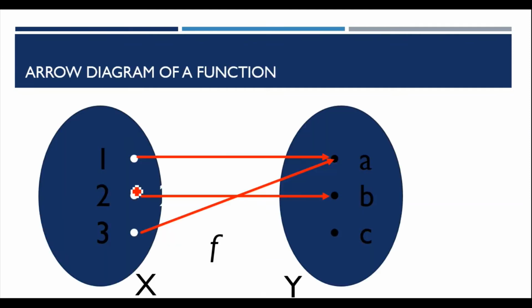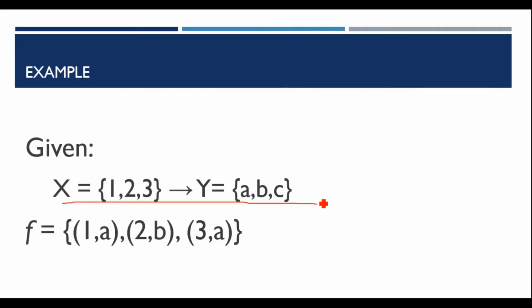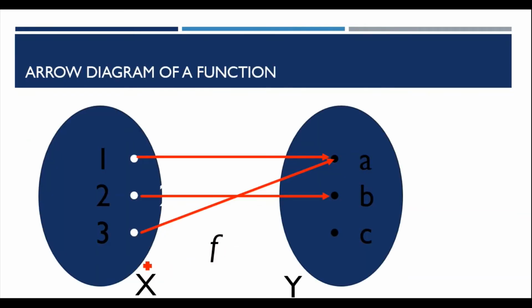Going back here, so we have 1A. Okay, so the arrow here is 1A. Another one is 2B. So we have here the arrow for 2 and then B. And the last here, we have 3A.